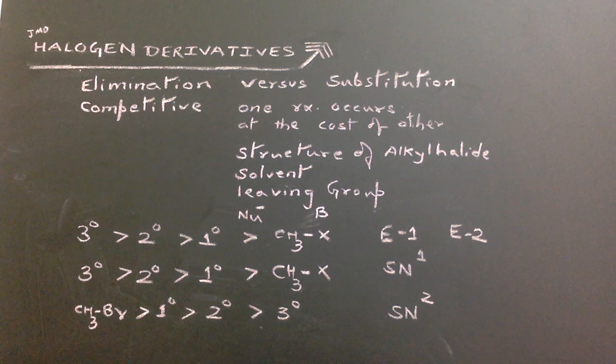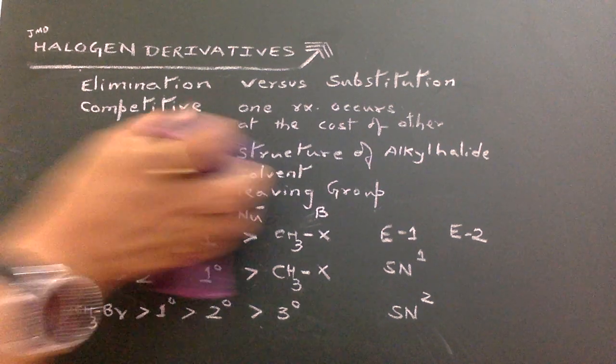Now we just see how solvents play a role in deciding which type of reaction. So let us see that, the role of the solvent in deciding the type of the reaction. So I just erase this. Where's the duster? Yeah.